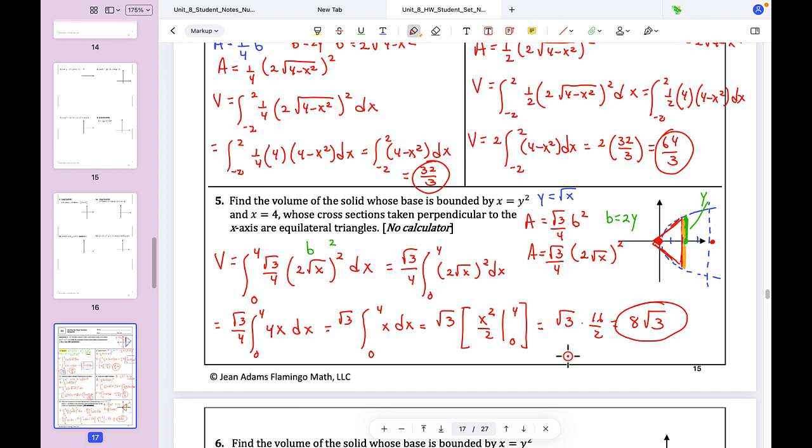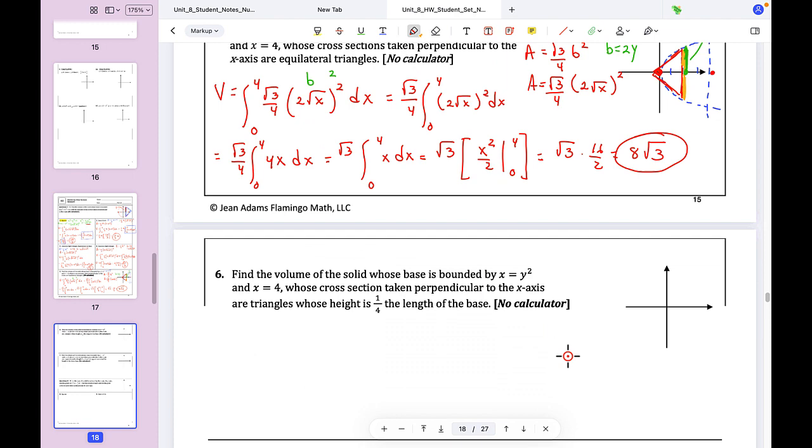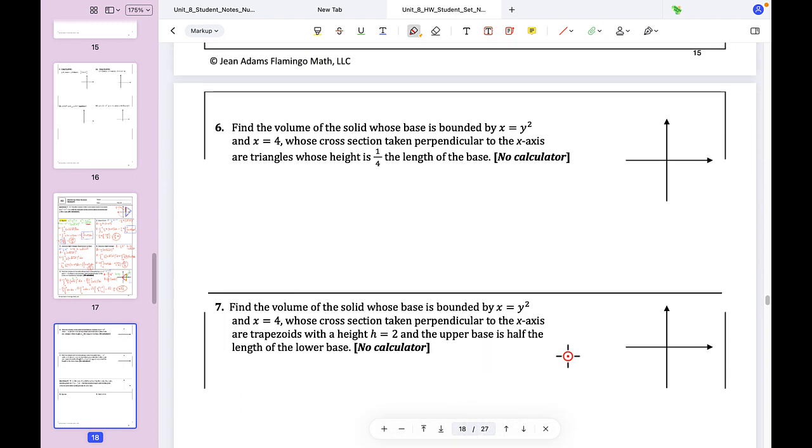Okay? Let's keep going. Find the volume of the solid whose base is bounded by x equals y squared and x equals 4. Okay, I was going to skip this one, but we can't skip it.